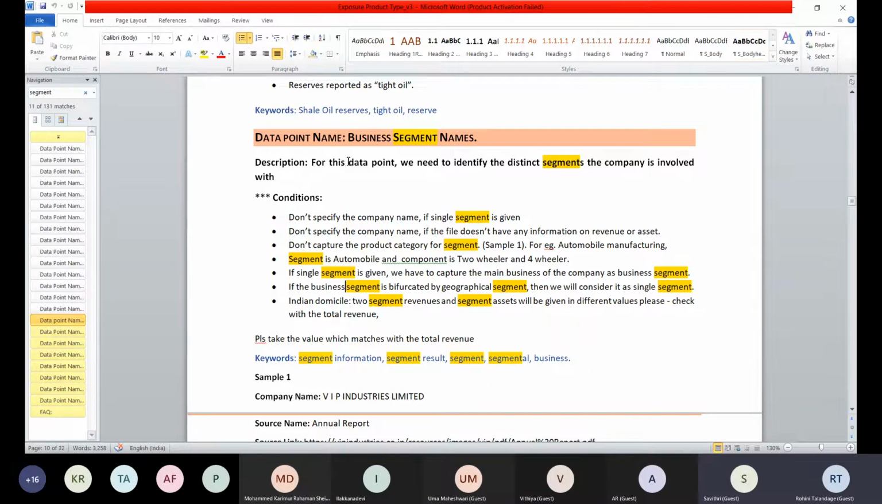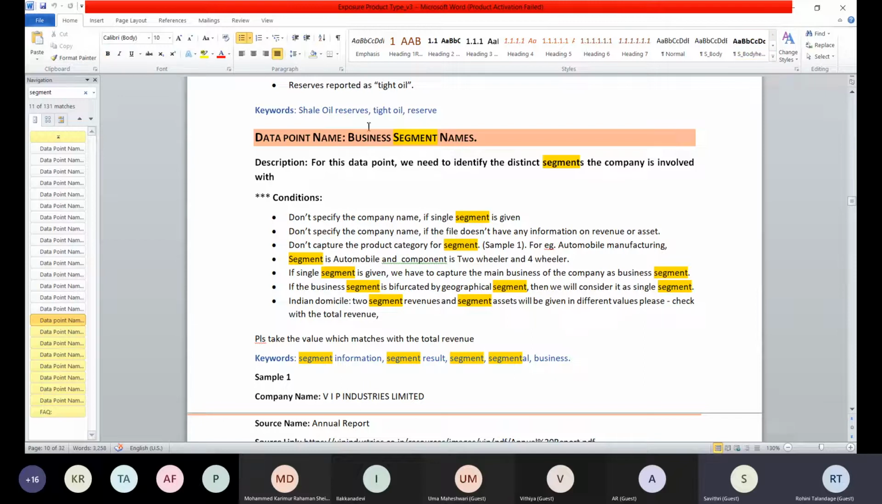So, what I was saying, there are two parts: the business segment and the geographical segment. First we will go with the business segment details. Now, what is a business segment? It is the portion of a business that generates revenue from selling a product or a line of products.